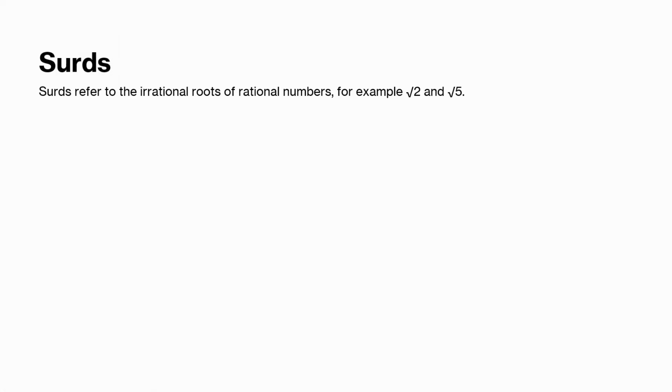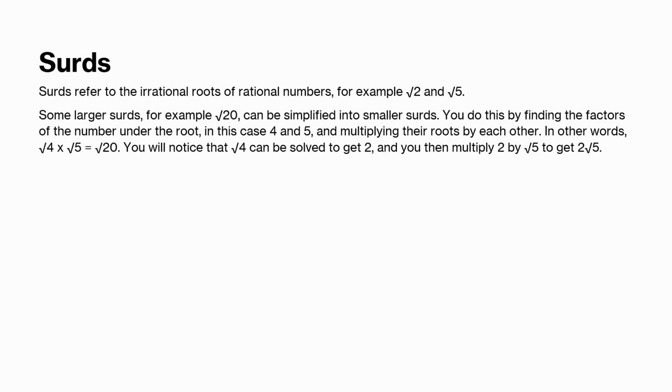Surds. Surds refer to the irrational roots of rational numbers. For example, 2 is a rational number. The root of 2 would be the irrational root of 2, which is the surd. Same with the root of 5. Some larger surds, for example, the root of 20, can be simplified into smaller surds. You will be asked to do this.